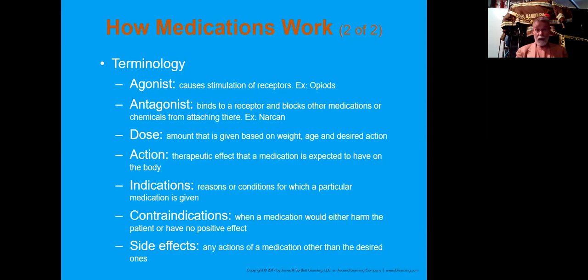There's IV routes, which your ALS side is more likely to use, but that's just the initial breakdown between an agonist and an antagonist. When we look at a dose, the amount of the medication that's given based on weight, age, and desired action. So first thing you think about when you think of a dose, it could be something simple, right? You look at the acetaminophen bottle, and it says 500 milligrams of acetaminophen, take 2 tablets every 6 hours as needed. Okay, there's an example of a dose.